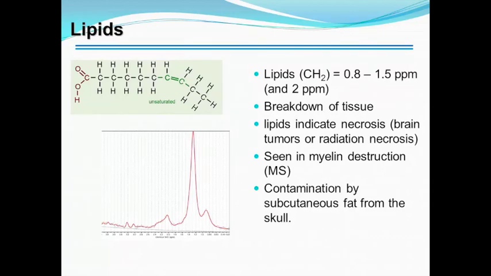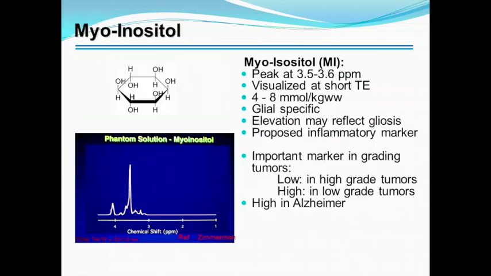Then lipids, I mentioned before, they also resonate between 0.9 and 1.5 ppm, with pretty broad peaks because there are different types of lipids. They're associated with breakdown of tissue. So lipids indicate necrosis, which you have in brain tumors, but also after radiation necrosis. And it's seen in myelin destruction in MS, but you have to be careful. Sometimes you see lipids due to contamination from subcutaneous fat from the skull. So you always have to check where your voxel has been placed, which I will talk about later.